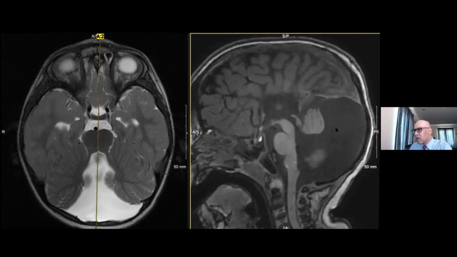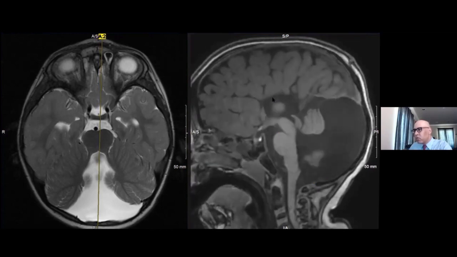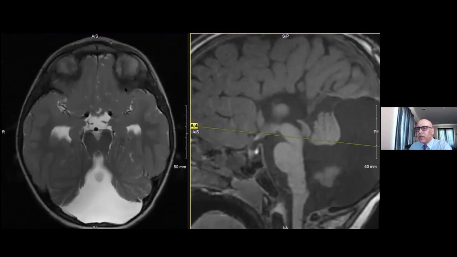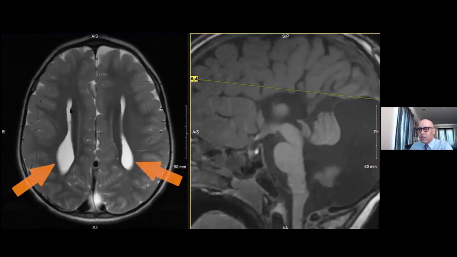cranial fossa. But if you look closely, there is absence or agenesis of the corpus callosum. With that, we see absence of the cingulate gyrus. We see parasagittal gyri that extend to the third ventricle and radiate outward. We can see here that there's a parallel appearance of the body of the lateral ventricles.